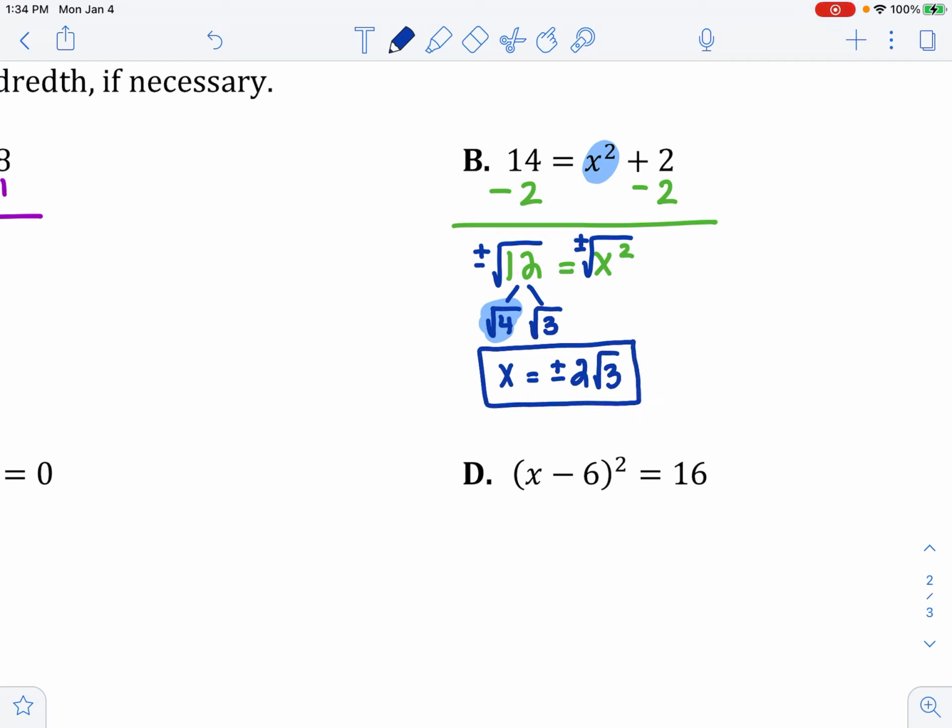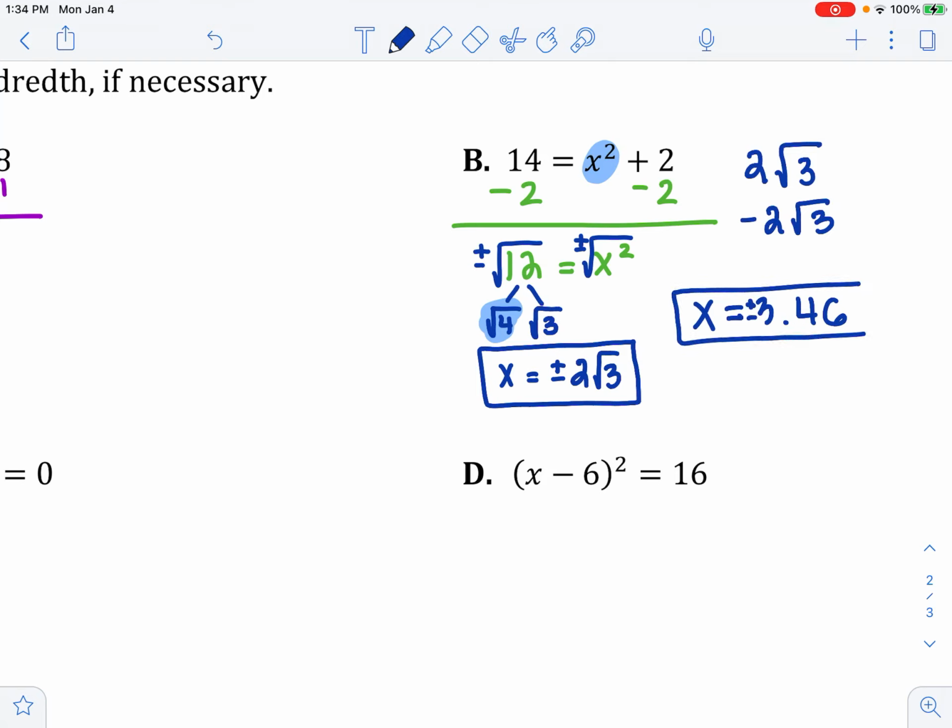Now I also want to get this as a decimal. So I want to put this in my calculator. I'm hitting the 2 button, and then the root button, and then the 3. So I have x equals 3.46. Now I also have to do negative 2 root 3 in my calculator, and you're going to see that you get negative 3.46. So instead of writing it out twice, I'm just going to write plus or minus 3.46.